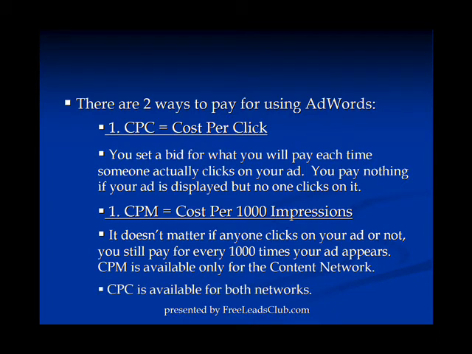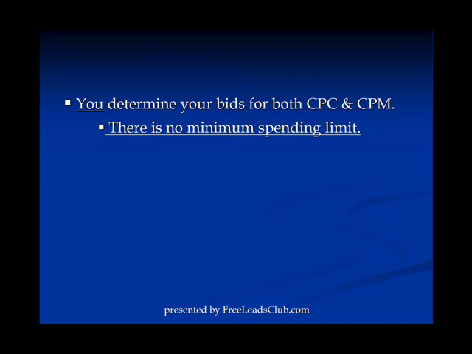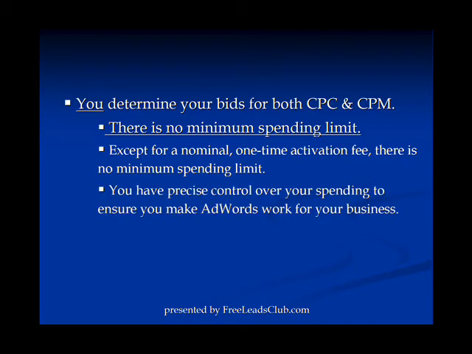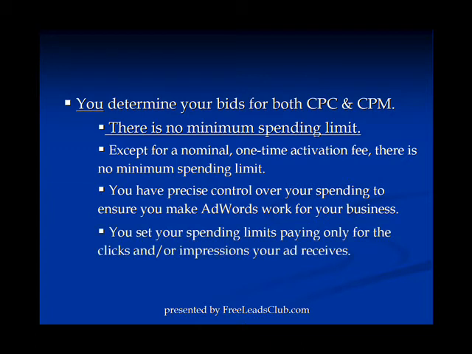Now for both CPC and CPM pricing, you determine your bids. Except for a nominal one-time activation fee, there is no minimum spending limit. You have precise command over your spending to ensure you can make it work for your business. You set your spending limits depending on your advertising goals, paying only for the clicks and/or impressions that your ad receives. You can also adjust your campaign to pay less per click and still get a placement with higher ranked search results, or perhaps even on the first page for the keywords you choose.